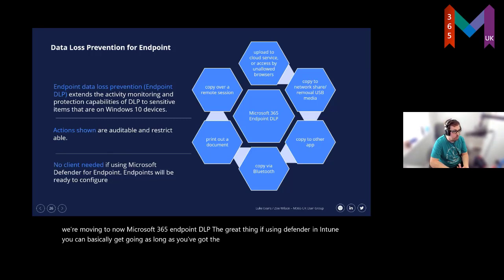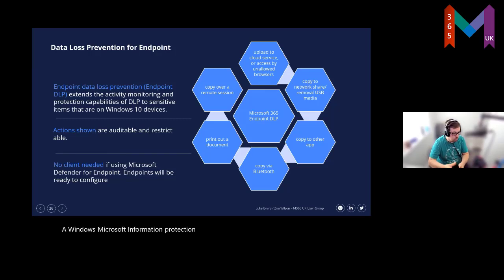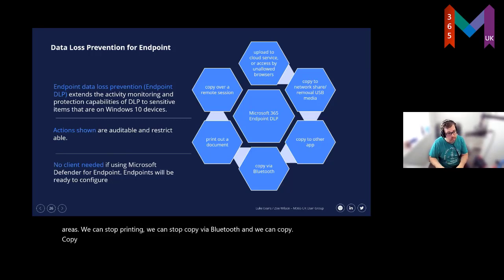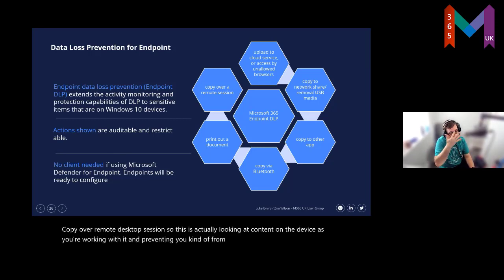So we can basically stop upload to cloud services or access by unapproved browsers. We can change how people can use the clipboard and whether they can copy from corporate areas to non-corporate areas. We can stop printing, we can stop copy via Bluetooth, and we can stop copying over a remote desktop session. So this is actually looking at content on the device as you're working with it, and you can prevent exfiltration of that data, is the key.